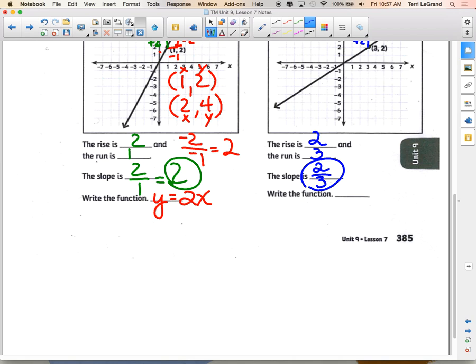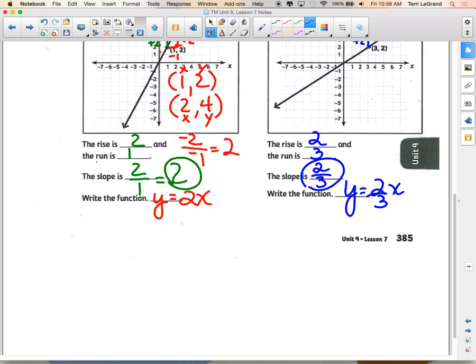Okay, well now that we know that the slope is 2/3, are we ready to write our equation? Okay, what is it? Derek, what you got? Y equals 2x. Or 2/3 x. Yeah, how about 2/3 x? The multiplier is 2/3. The slope is 2/3. So we would write y equals 2/3 x. Okay, everybody got that down?